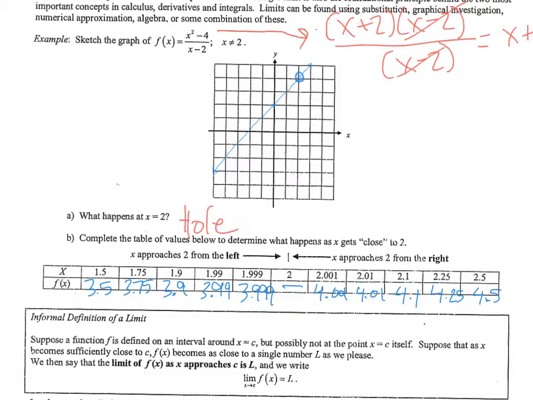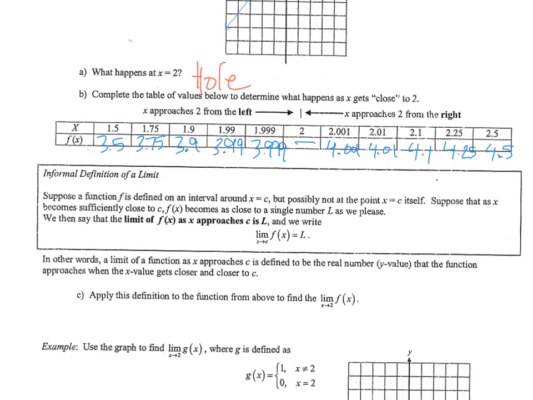But what we tend to see is that there's a pattern, that even though I can't plug a 2 in, it sure looks like it's getting close to a certain value, and graphically I can kind of see that as well. It sure looks like it's getting close to a y value of 4. So at this point we should just think, what is a limit? What's a way of describing it?